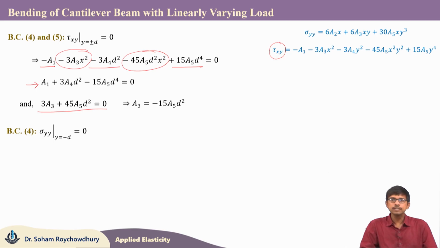Going to the remaining part of boundary condition 4, sigma yy at y equals minus d is 0, the bottom face is free of any kind of normal traction.